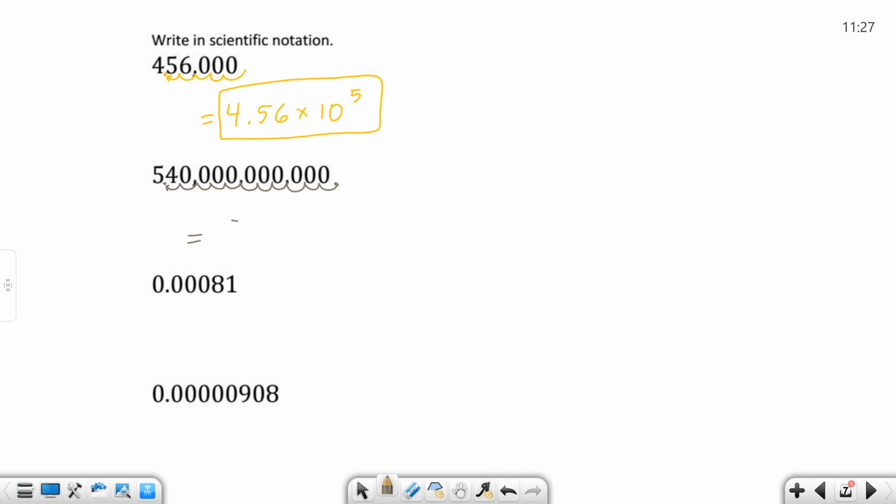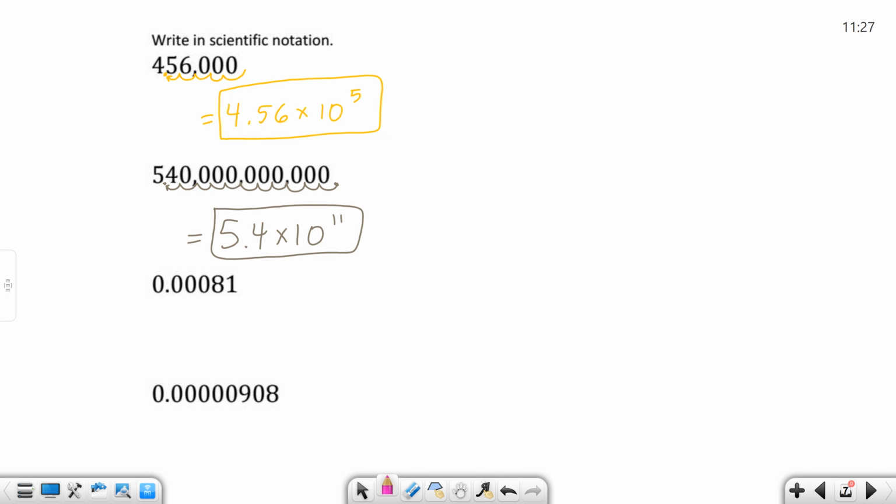So this is going to be 5.4 times 10, and we know there's an 11 here. Is it a plus 11 or a minus 11? Well, again, what do you multiply 5.4 by to get 540 billion? It's got to be positive. It's got to get bigger, right? So this is times 10 to the positive 11 power there. It's got to get larger or bigger.